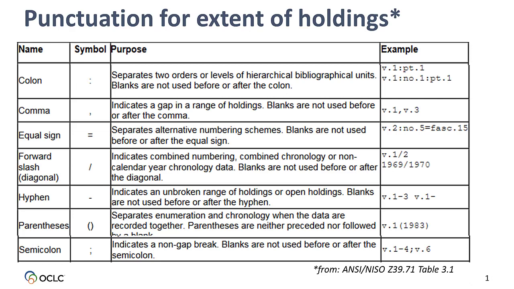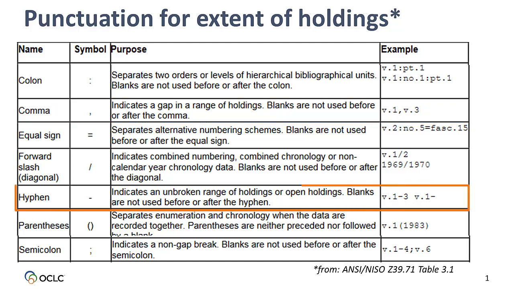This is a table 3.1 from the ANSI NISO Z39.71 standard. And this is punctuation, which can be used for recording the extent of holdings and also for recording summary statements. I just want to point out a couple of the punctuation instructions here. There are many more than what you see on the screen, but the comma indicates a gap in your holdings. So you can see in this example, the comma after V.1, volume 1, there's a comma followed by V.3. So in this case, this indicates that volume 2 is not held.